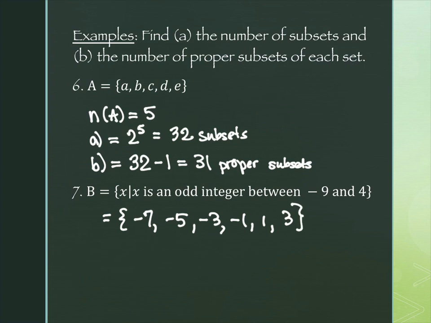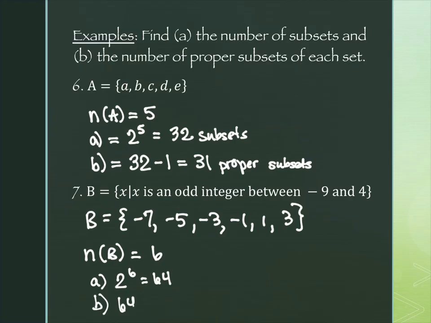Okay. So this is another description. It's the listing description, right, or the listing method for all of the elements in B. So what are the number of elements now then in B? There are 6. So part A, I need to do 2 to the power of 6, which is 64. And you guys have calculators, just grab them if you want to, right? And then we take 64 for proper subsets, take away 1, and we have 63.